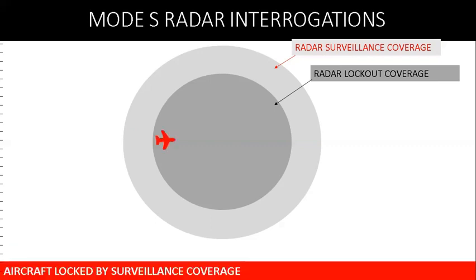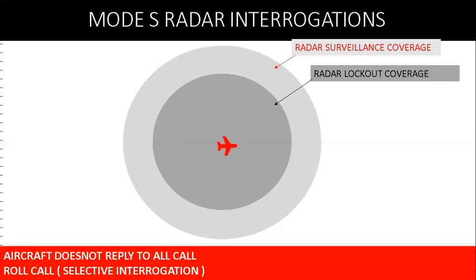This time, the aircraft is locked out by the MODIS ground radar as it is operating inside the radar lockout coverage area. During lockout, the aircraft does not reply to all-call. Selective interrogations will be done, which is known as roll call.